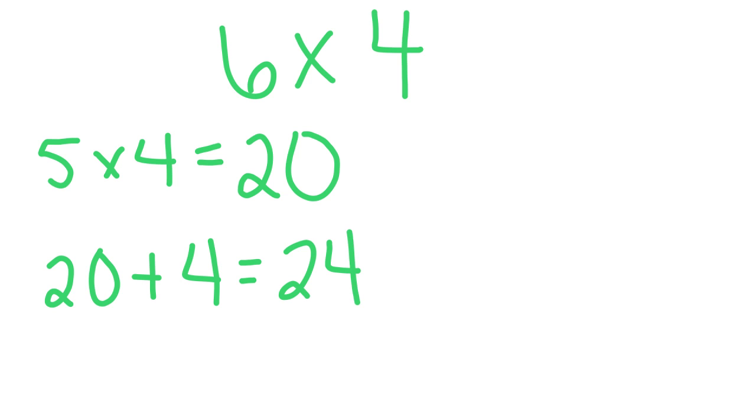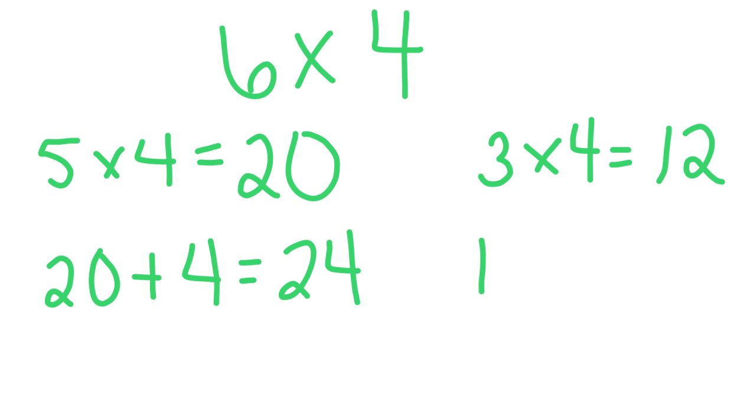I could also use the strategy of multiply by 3, then double it. So I could do 3 times 4 equals 12. And double 12, or 12 times 2, equals 24. Both ways get me the same answer. It just depends on which strategy I like best.